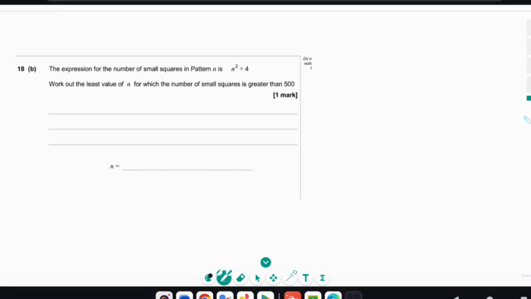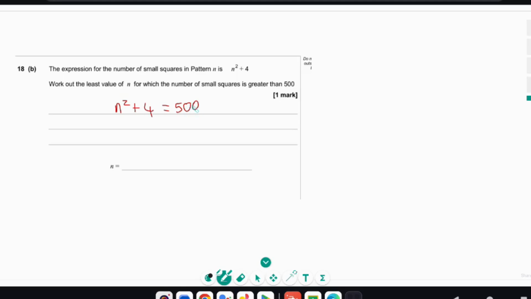(18b). The expression for the number of small squares in each pattern is n squared plus 4. Work out the least number of n for which the number of small squares is greater than 500. Now, you could use a trial and error method for this, really. You could guess values of n until you get the smallest one.